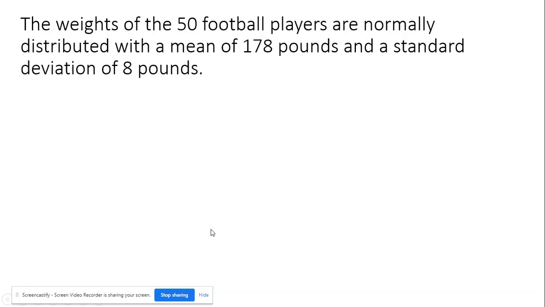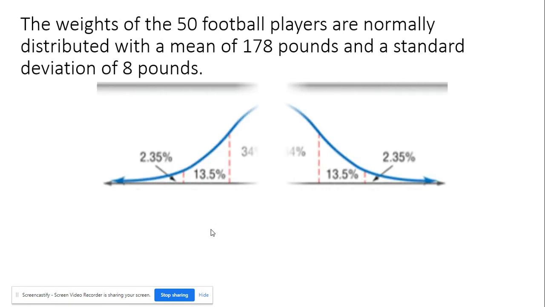So it says the weights of the 50 football players are normally distributed with a mean of 178 pounds and a standard deviation of 8 pounds. So because it says it's normally distributed, we're going to use our normal bell curve. I already have it set up with our percentages, as you can see, but what we need to do first is apply this curve to the problem.